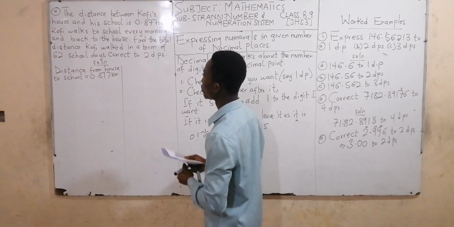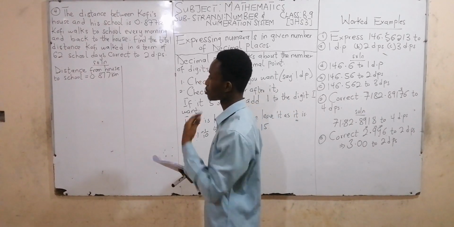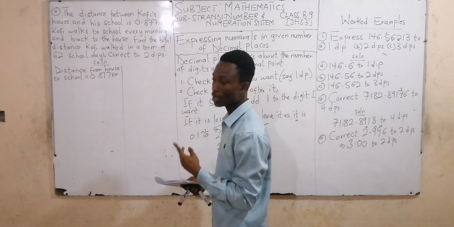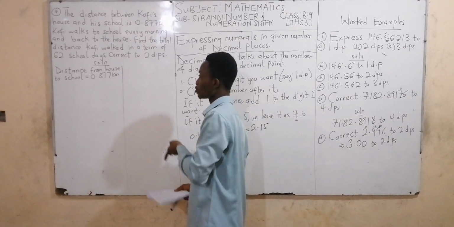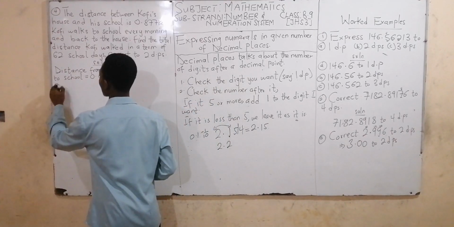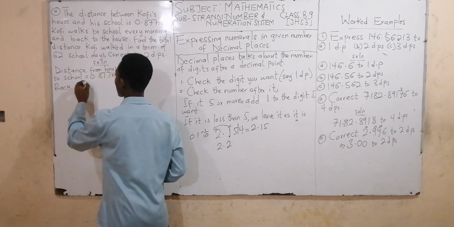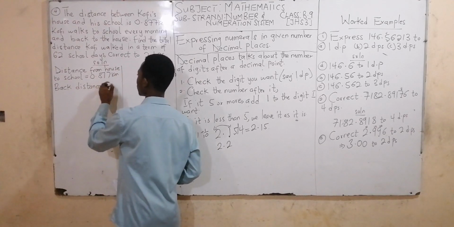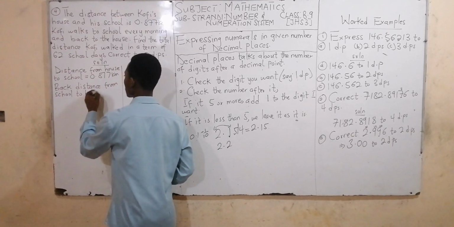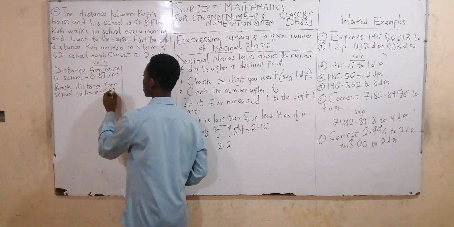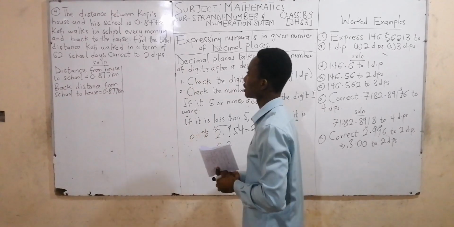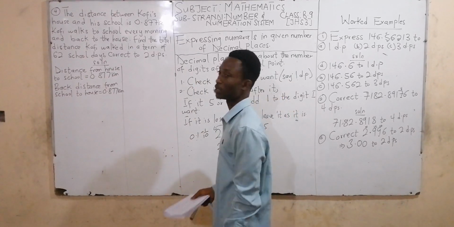So he walks every morning to school and back to the house. It means that he performs 2 journeys here. He walks to school, the distance from the house to school is 0.877, and back. So the back distance, from school to house, is also 0.877 kilometers.